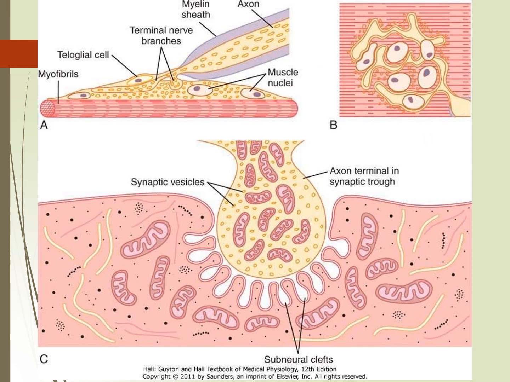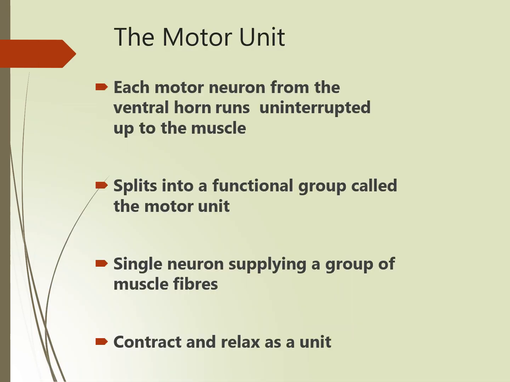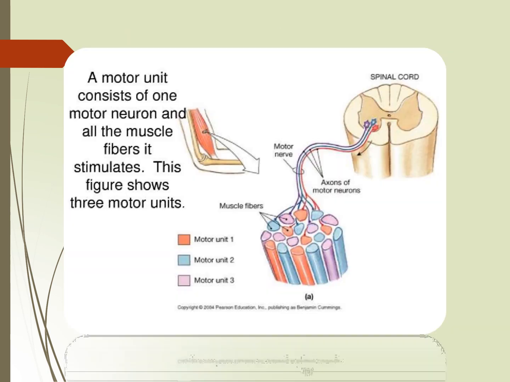So this is a motor unit. Motor unit is each motor neuron from the ventral horn that runs uninterrupted up to the muscle and splits into a functional group called the motor unit. A single neuron supplies a group of muscle fibers, and this motor unit contracts and relaxes as a unit. So it consists of one motor neuron and all the muscle fibers it stimulates. Okay, so you can see from the spinal cord one motor neuron is coming and innervating all the fibers in a muscle.